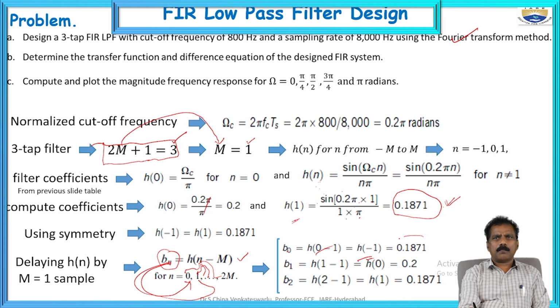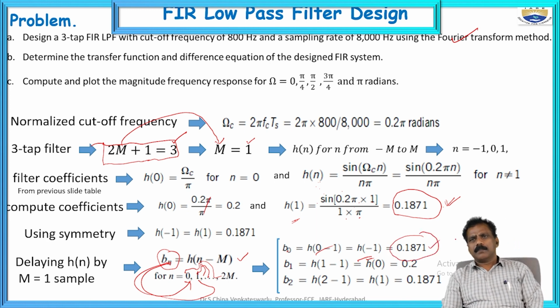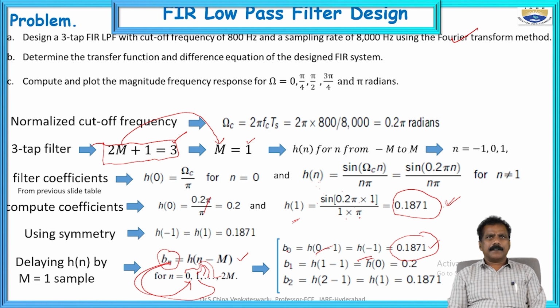With this, we measure that h of minus 1 is equal to 0.1851, like b1 and b2. Like this, we calculate what value the delaying h of n takes, where capital M is equal to 1 sample. Like this, to verify, according to the 3-point design, the solution will be expected like this.